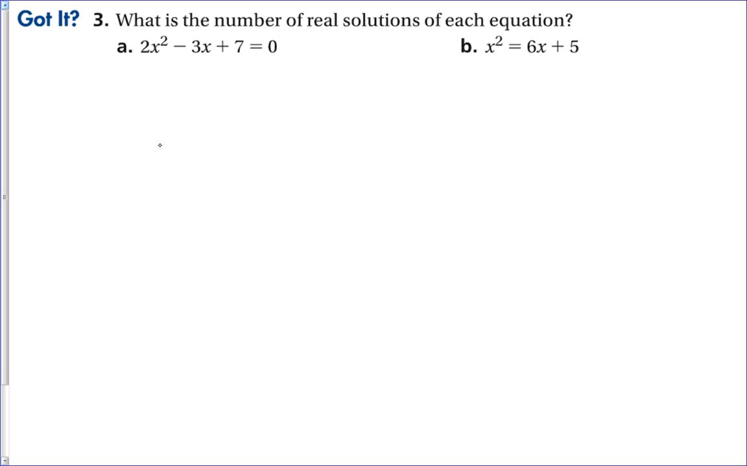I want you to try these two. What is the number of real solutions of each equation? Let's go ahead and pause and figure these out.